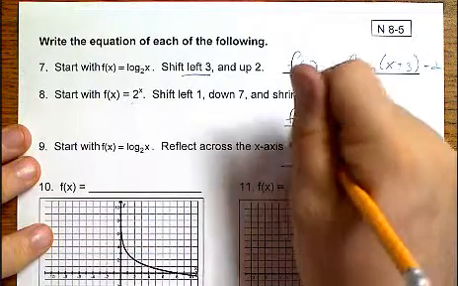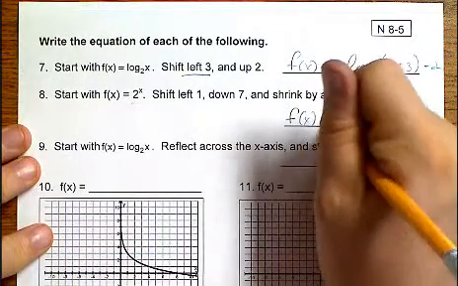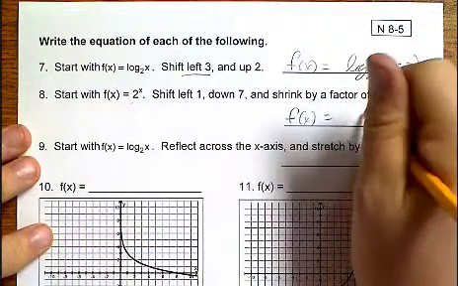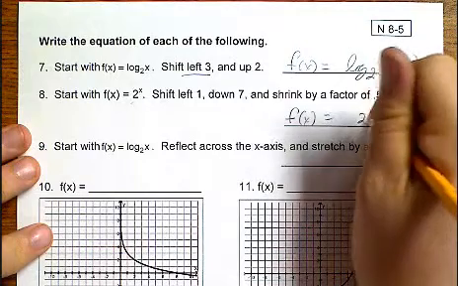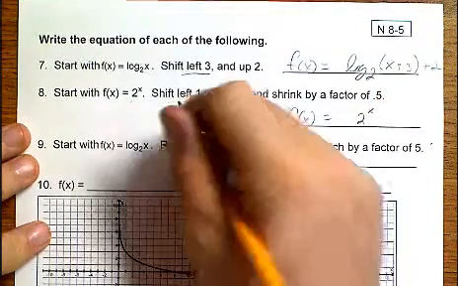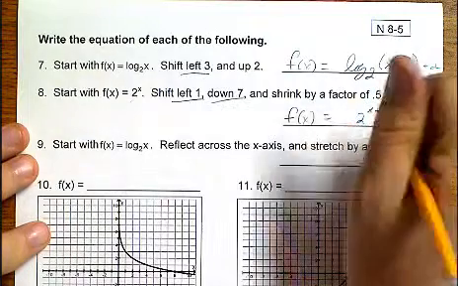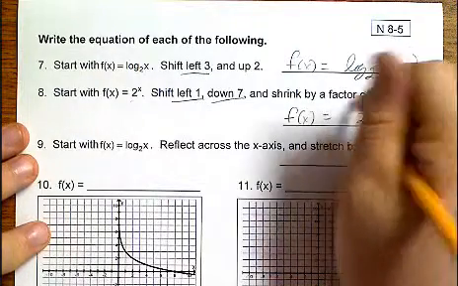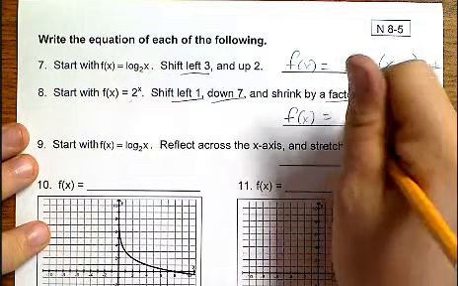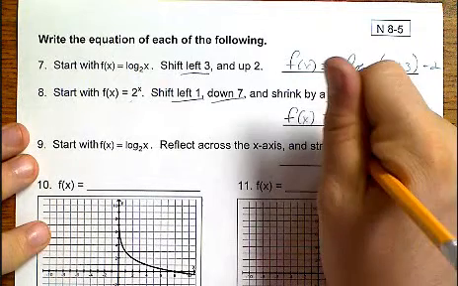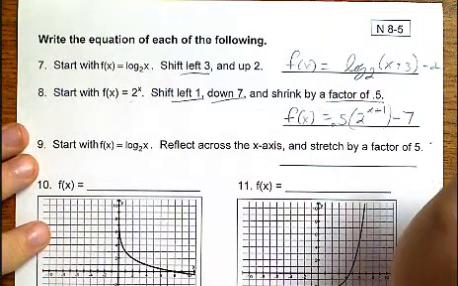For exponential, f of x equals, we know we're going to have 2 to the x power. Left 1 means plus 1. Down 7 means minus 7. And shrink by 0.5 means that we put 0.5 in front.